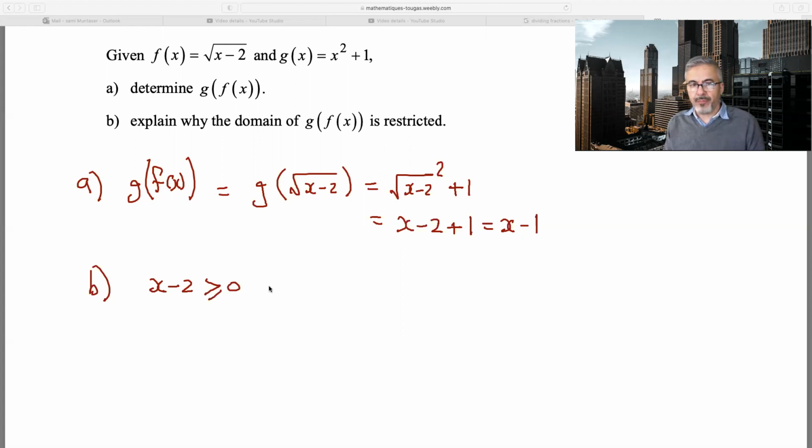And therefore, x has to be greater than or equal to 2. As far as g of x, this is a parabola. There's no restriction on the domain of a parabola. So this is your domain, and explaining why, because you cannot square root a negative. So x minus 2 always has to be 0 or a positive number. And that's your answer right there.